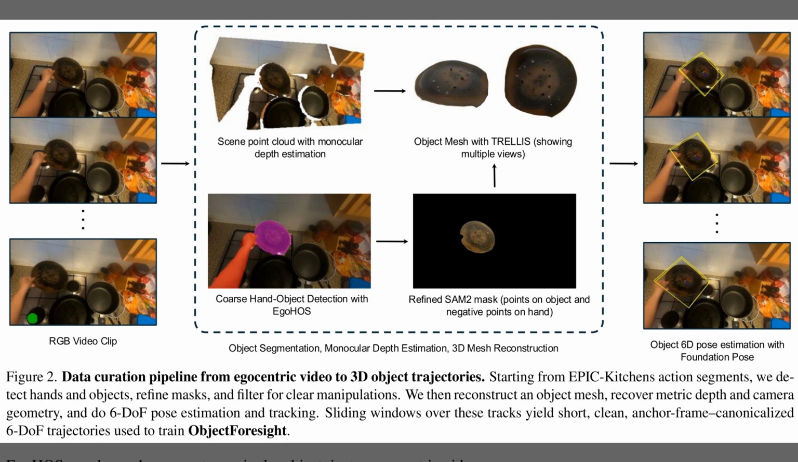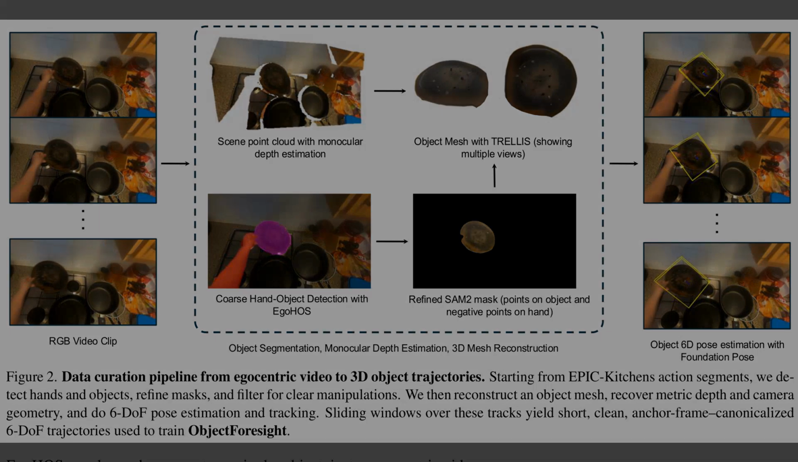Well, while Figure 1 sketched the inference setup, Figure 2 details the automated pipeline used to curate training data. On the far left, the system ingests RGB clips from the Epic Kitchens dataset. Inside the central dashed box, it applies a sequence of vision models, first using Ego HOS for coarse detection, then refining masks with SAM2. This allows the system to reconstruct a 3D mesh using Trellis, shown in the top right of the panel. Finally, on the right, the pipeline outputs precise 6D pose estimations, tracking the object's translation and rotation.